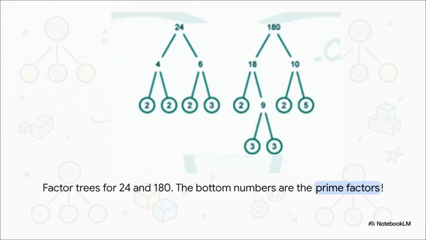Now look at the very bottom. 2, 2, 2, and 3. Are they all prime? Yes, so we can circle them. We just found the prime building blocks of 24. And we do the exact same thing for a bigger number like 180.